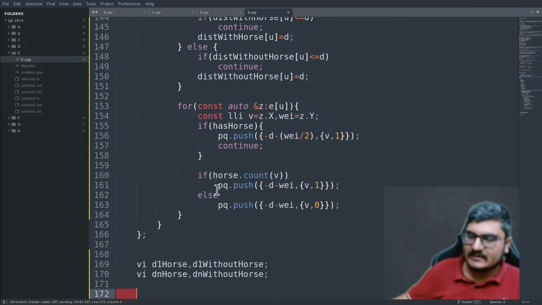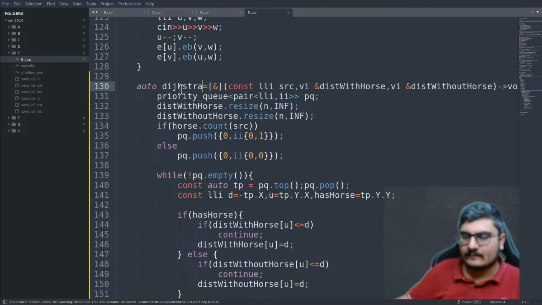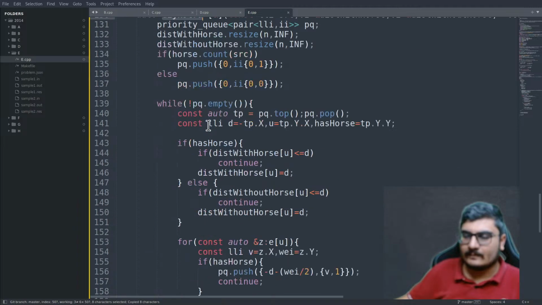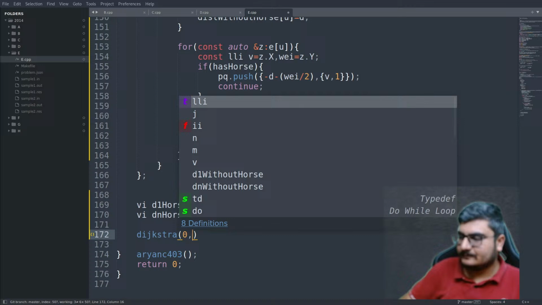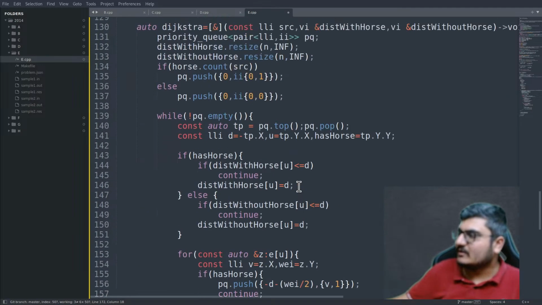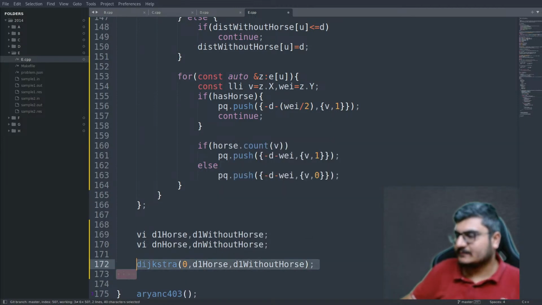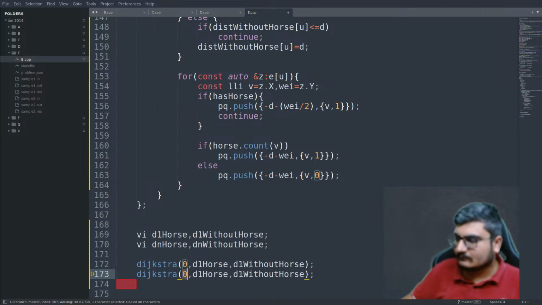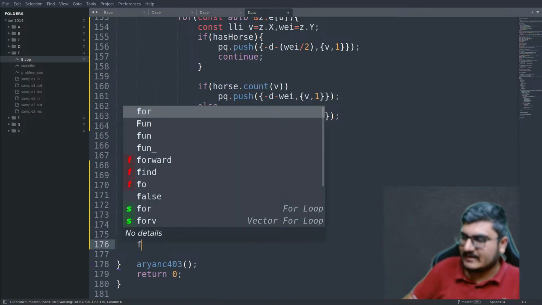We should run Dijkstra here. Zero. The first value is with horse and the second value is without horse. Also from n minus 1. Now what is the minimum time we will take? Started with minus 1.